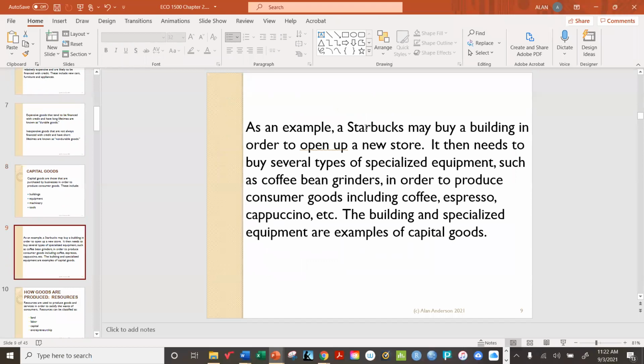Yeah, so the Starbucks is one of my favorite examples, as you can tell. You can't do everything by hand in the Starbucks. It doesn't work that way. They need the coffee bean grinders. They need blenders. They need the espresso machines. They have the coffee pots. There's a lot of equipment involved in the Starbucks. Those are all capital goods.